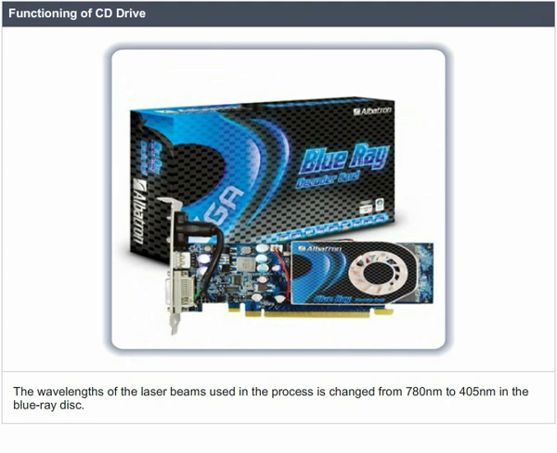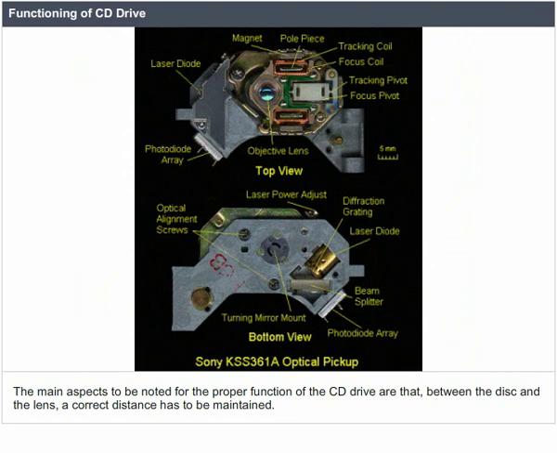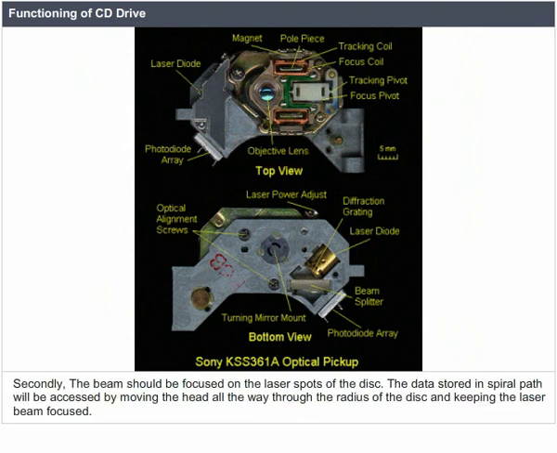The main aspects to be noted for the proper function of the CD drive are that between the disk and the lens a correct distance has to be maintained. Secondly, the beam should be focused on the laser spots in the disk. The data stored in the spiral path will be accessed by moving the head all the way through the radius of the disk and keeping the laser beam focused.